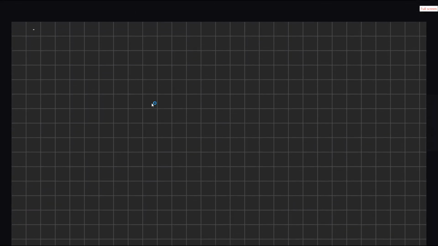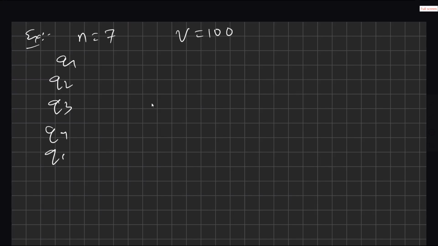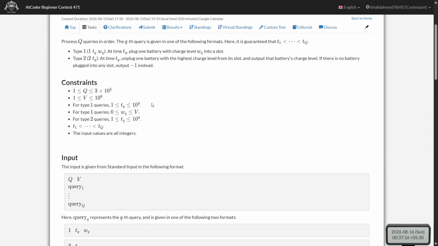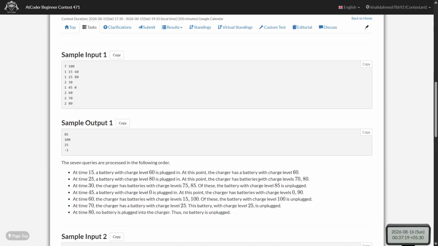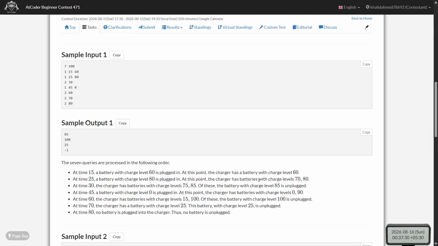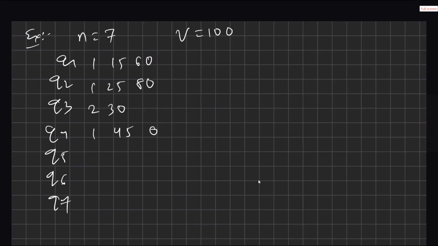Let me just copy this example one more time. We had N as 7, maximum voltage was 100. We had 7 queries. We have 1, 15, 60, 1, 25, 80, 2, 30, 1, 45, 0, 2, 60, 2, 70, 2, 80. This is the question.